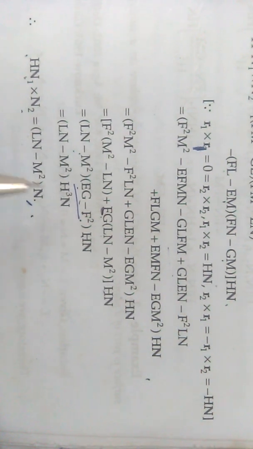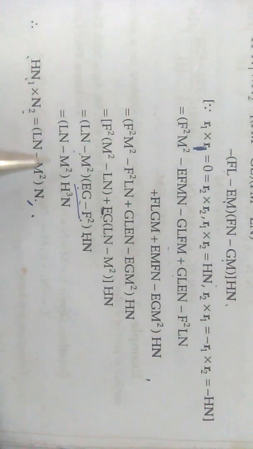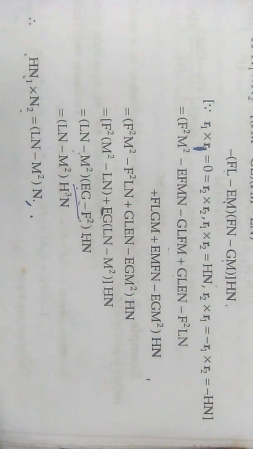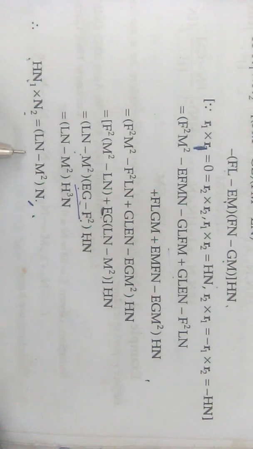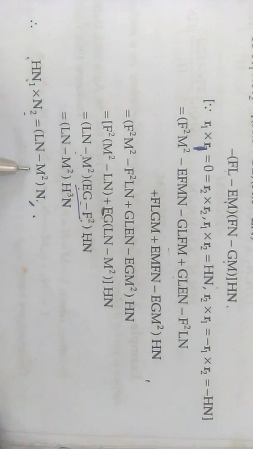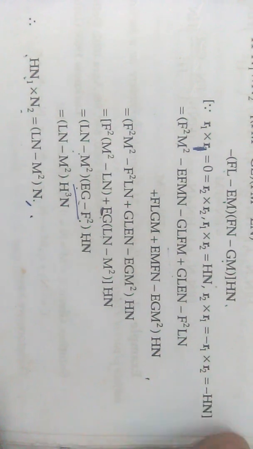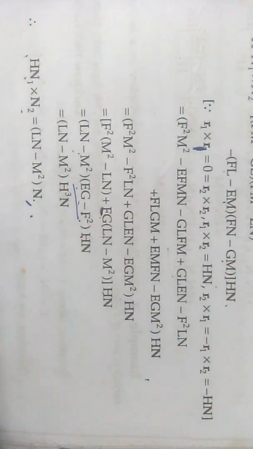So now cancelling H³ from both sides, on the left hand side we are left with H into n1 cross n2. On the right hand side we get (LN − M²) into n. So this is the formula which we have derived with the help of the Weingarten equations.